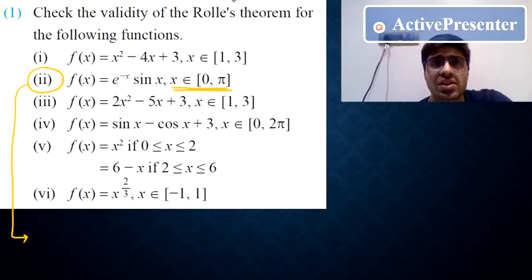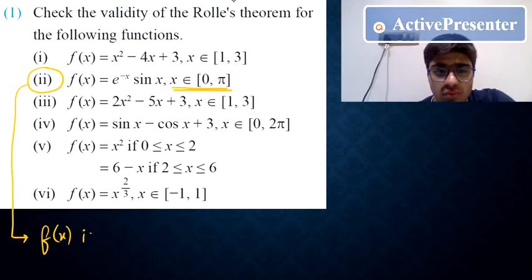Under what circumstances will the value not exist? The value for a function will not exist if there is a square root and you get a negative number inside it, or if you get a 0 in the denominator. In such circumstances, the function value will not exist, and we will say that at that point the function is discontinuous. But in this case, no matter whatever value of x you take, you will definitely have a function value, and that is why we say that f of x is continuous in the given interval 0 to pi.